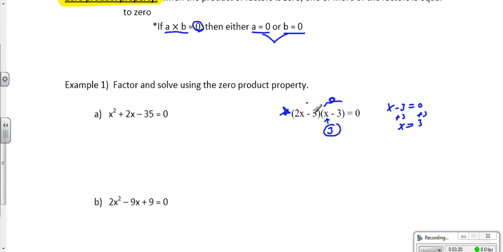Now, when it's not as obvious, like this one, how can I make that one 0? Well, it's a little bit more interesting question, but the nice thing is I can still solve it the same way. And that is, how can I make 2x minus 3 equal 0? And I just solve it. I add 3, and I divide by 2, and x is equal to 1.5 or 3 halves.